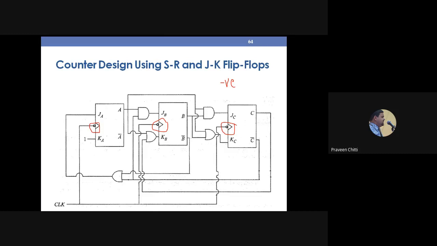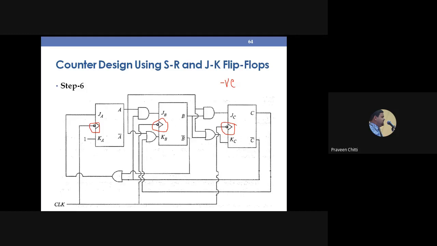So whether it is negative edge triggered or positive edge triggered, the functionality remains the same. The only thing is, state changes occur either with the rising edge of the clock or the falling edge of the clock. If you show positive edge triggered, state changes will take place with the rising edge of the clock, and if you show negative edge triggered flip-flop, state changes will take place with the falling edge of the clock. This is step 6 and the last step in designing the counter using JK flip-flop.